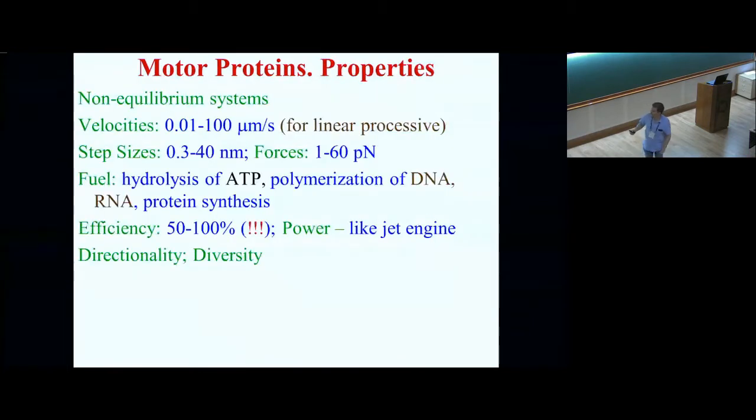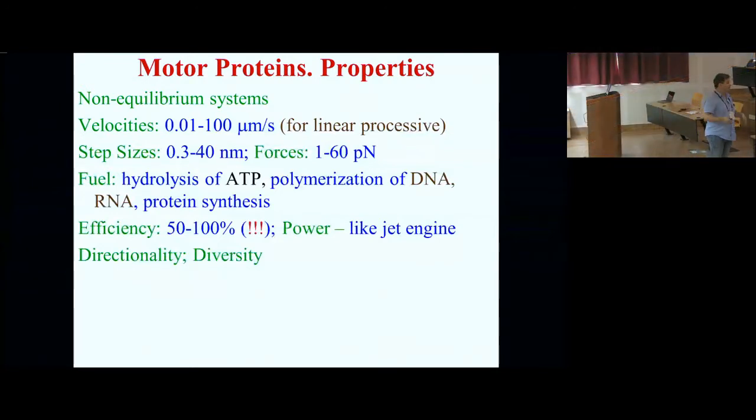We know a lot about motor proteins. It's a non-equilibrium system, right? Remember, equilibrium in biology is when you're dead. That's equilibrium. We're not interested in this yet. They move with very different velocities, ranging over essentially four or five orders of magnitude. They have different step sizes. The smaller step size corresponds to motors which move on nucleic acids. The bigger motors, as Debashish was mentioning, like myosin 5, make steps close to 36 nanometers. They can exert different forces. If you think about them as tiny machines, tiny cars, they need some fuel, and the fuel comes from hydrolysis of ATP or polymerization of DNA, RNA or protein synthesis.